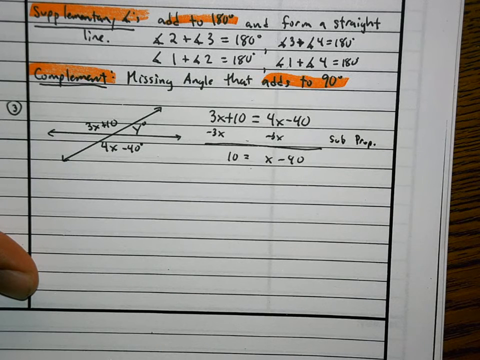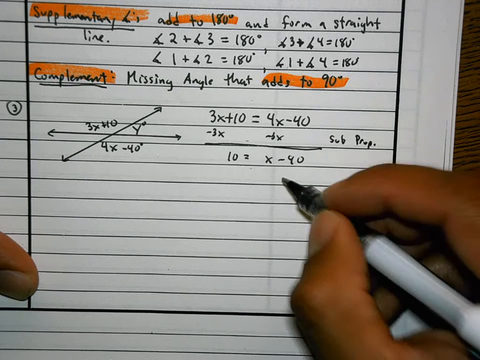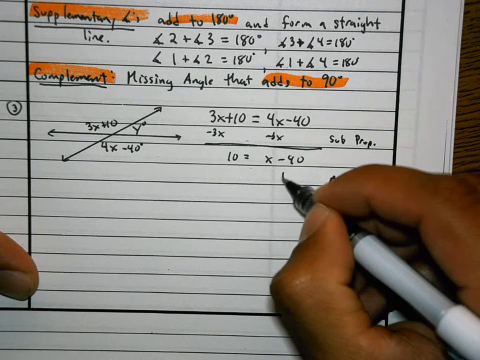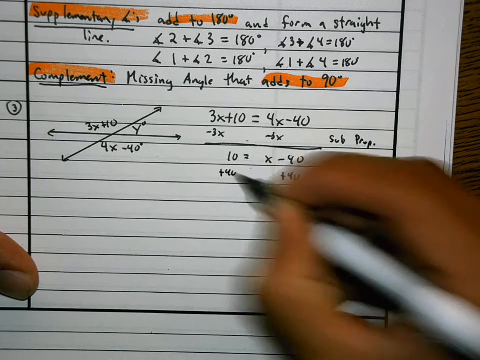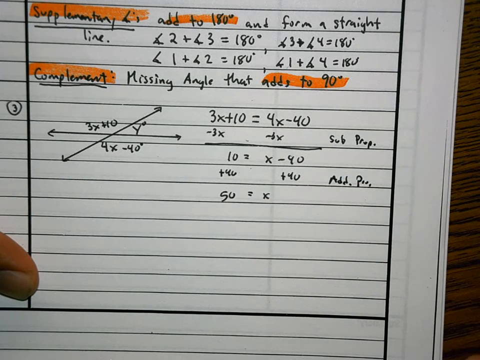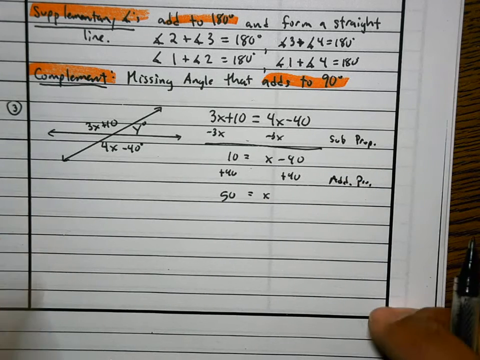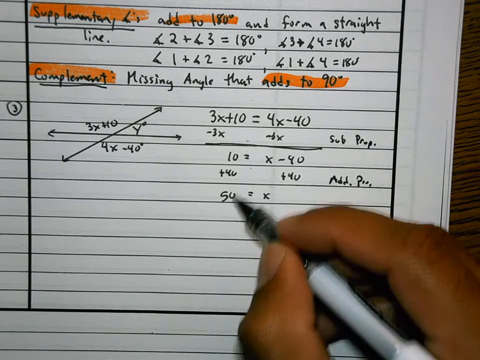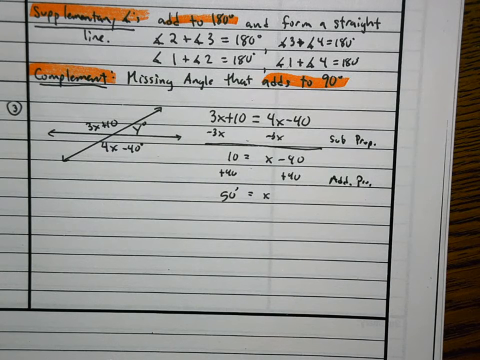Now I want to get rid of the 40. I'm going to use the addition property of equality. I'm going to add 40 to both sides. And now I know what x is equal to. What is x equal to? 50. Now, some of the problems are going to ask you to find the variable. We found the variable. X is 50 degrees.